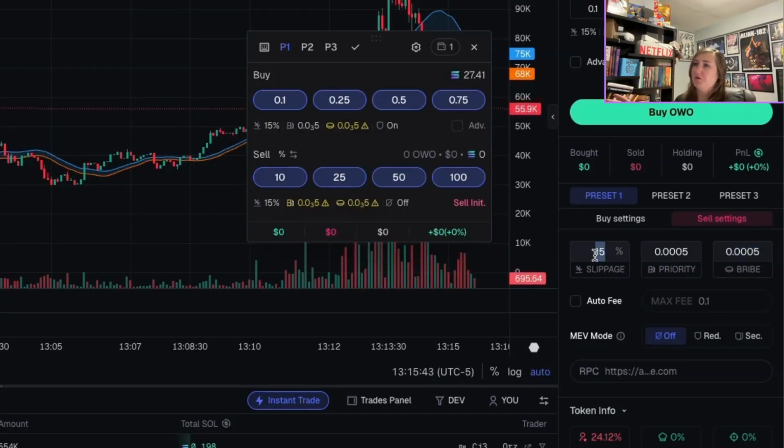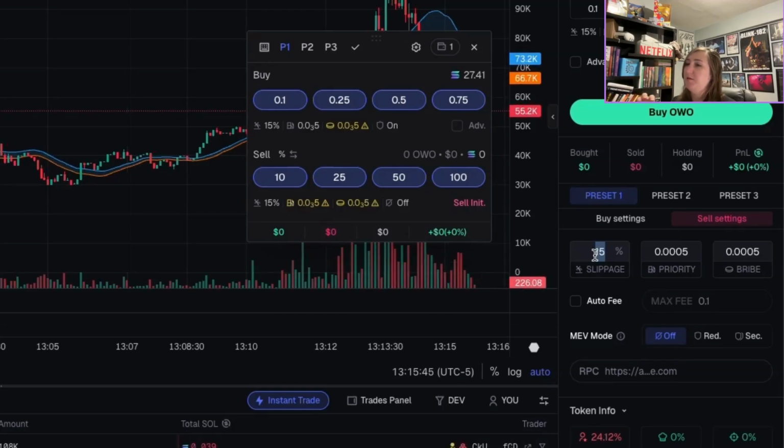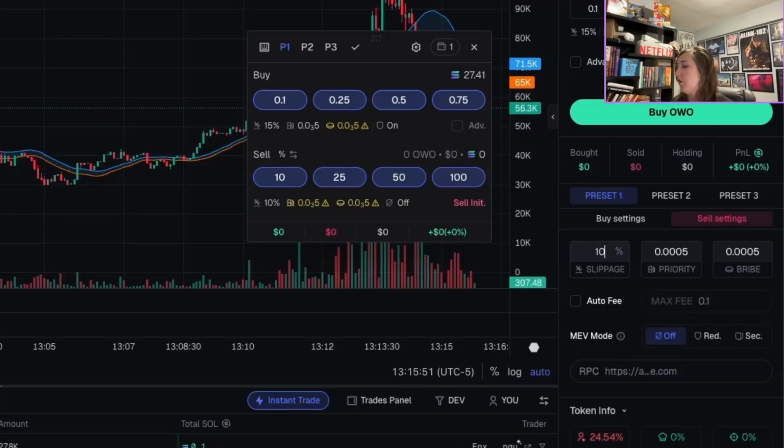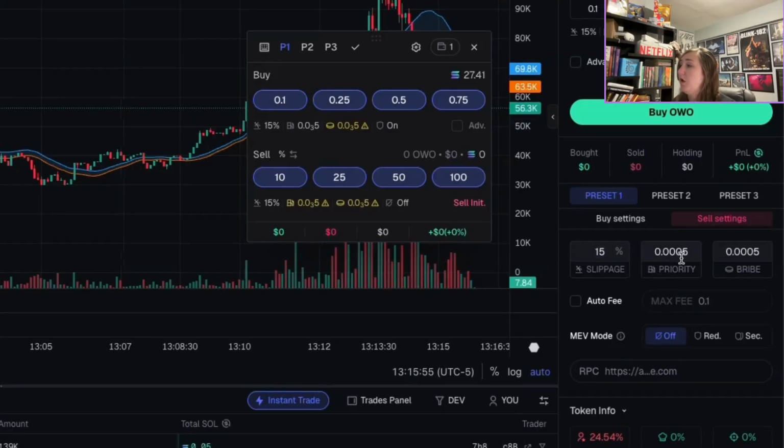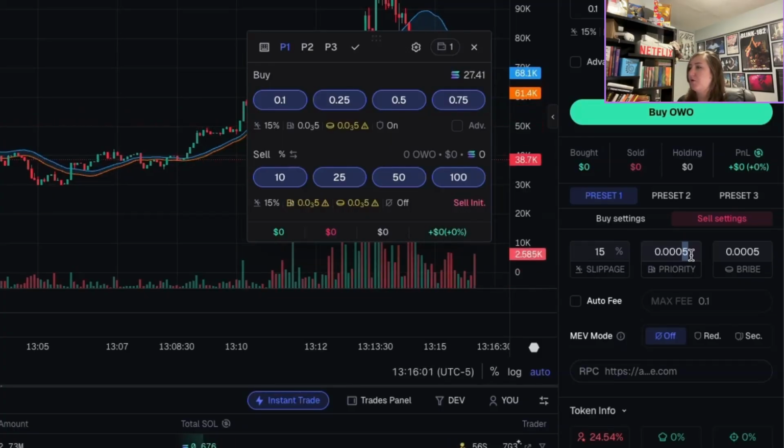If you are playing with the chart, like I said, a lot of this is going to be dependent on the volume of the chart and how quickly the chart is moving. So you can even adjust this down to 10 or whatever slippage or priority fee you feel comfortable with. I've even done 0.001 or 0.003, depending on how quickly the chart's moving for preset 1 here.